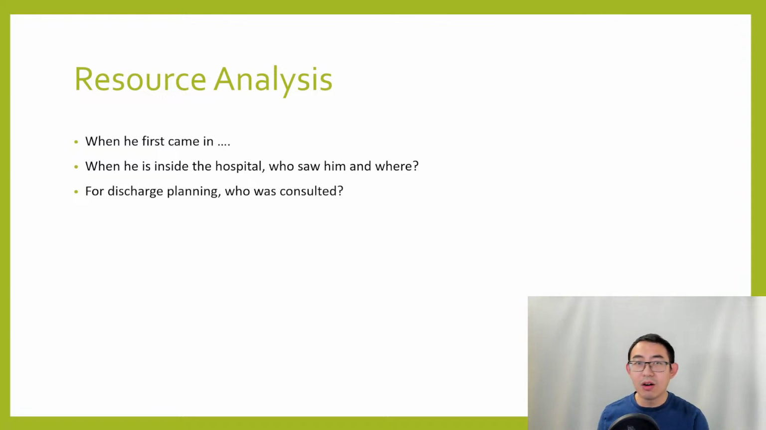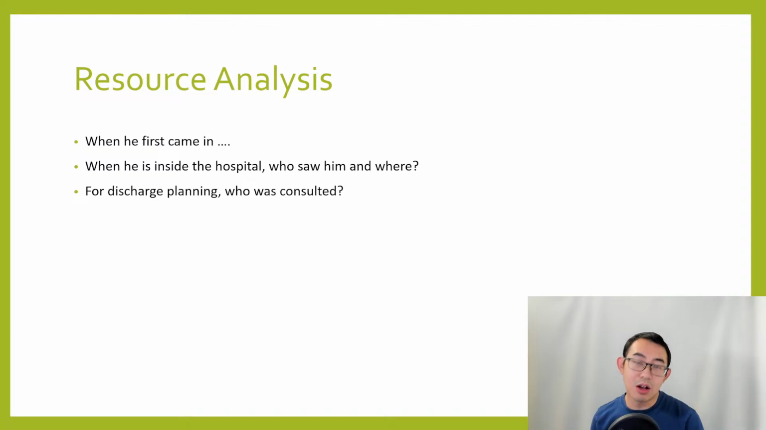Now, once he got all stabilized, he got better, what happened? Well, physical therapy was consulted, right? That's another human resource there. Physical therapy was consulted, and the role is to decide where the patient can be discharged to, which is: is he appropriate for home, is he ambulatory enough, or does he require strengthening, etc. Okay, so physical therapy was consulted.